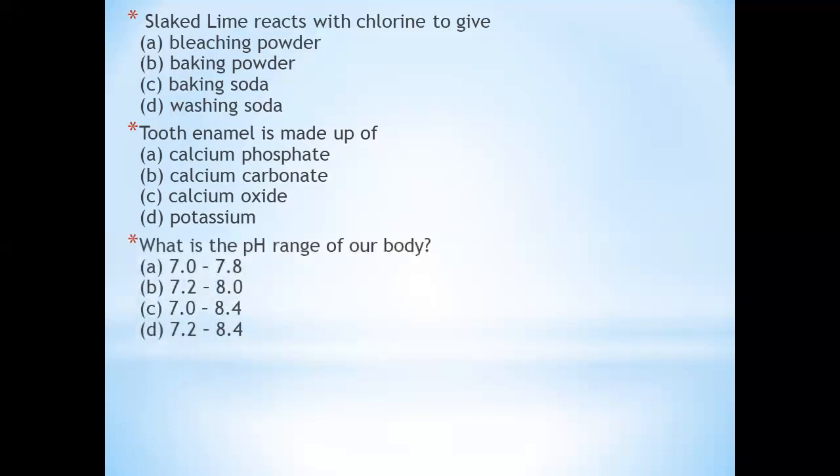What is the pH range of the body? First option 7 to 7.8. Second option 7.2 to 8. Third option 7.0 to 8.4. Last option 7.2 to 8.4.